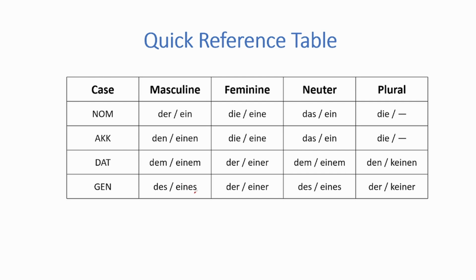Genitive: des or eines, der or einer, des or eines, and der or keiner. So please remember this table so that it will be useful in your future sentence building in German.